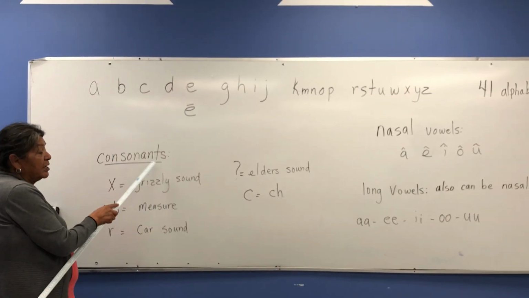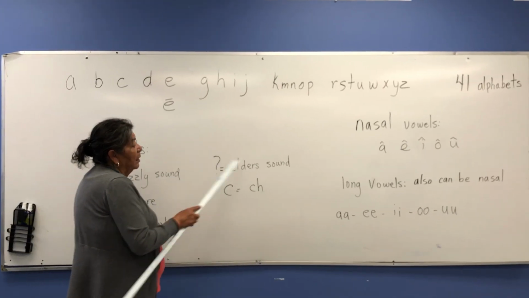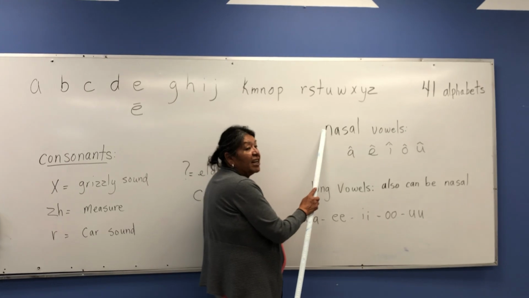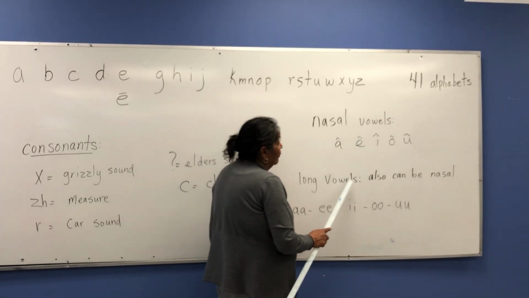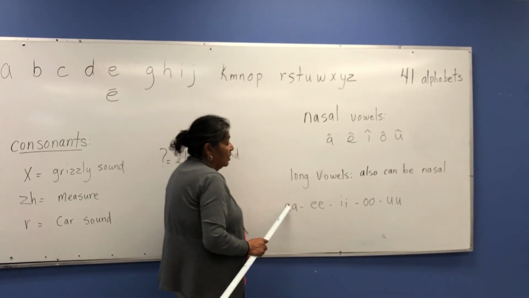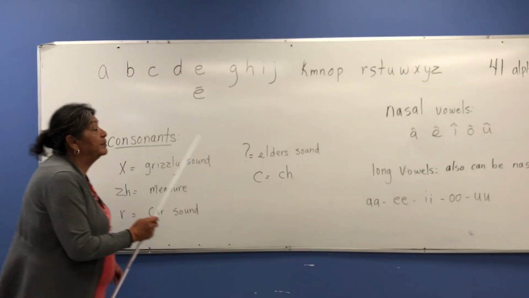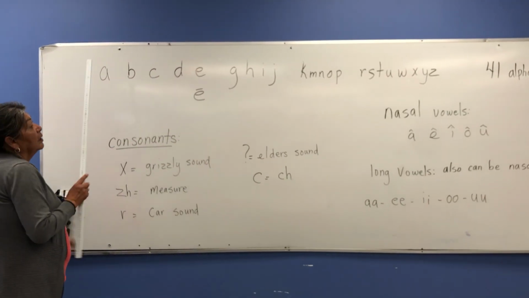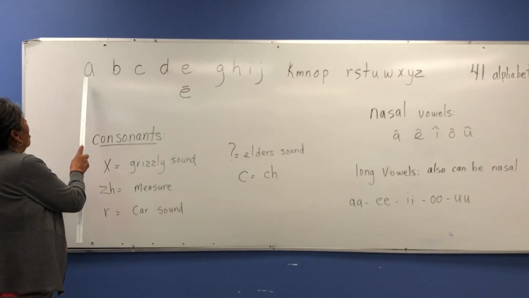Also our consonants. We do have consonants. And we also have nasal vowels. We also have long vowels. This also can be nasal with the long vowels. For your sound system, this is how the sounds of alphabets is.